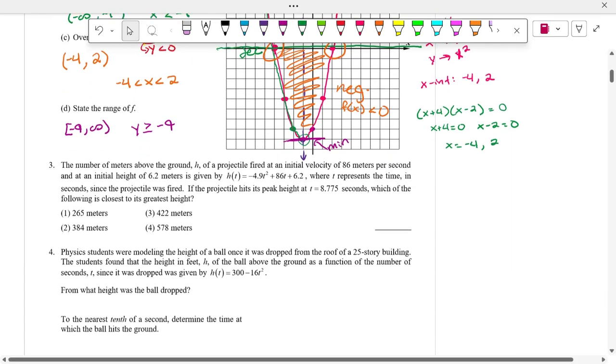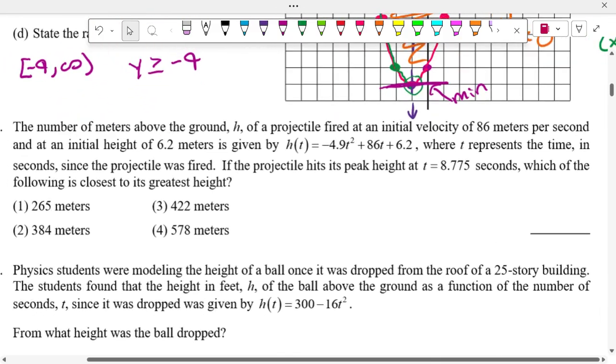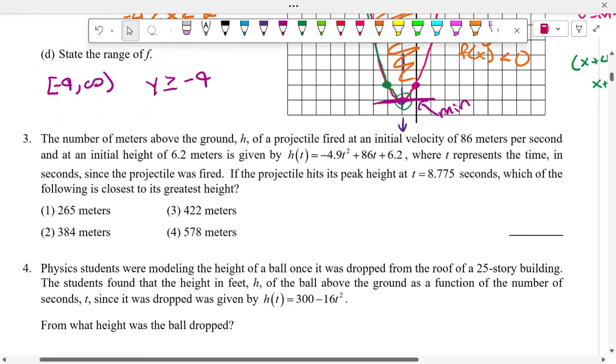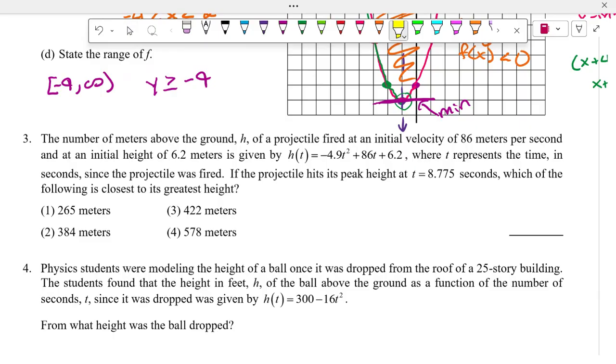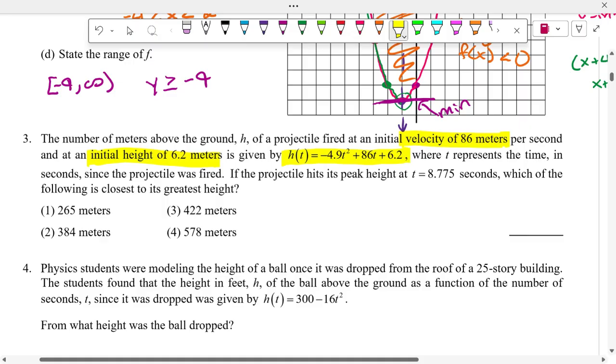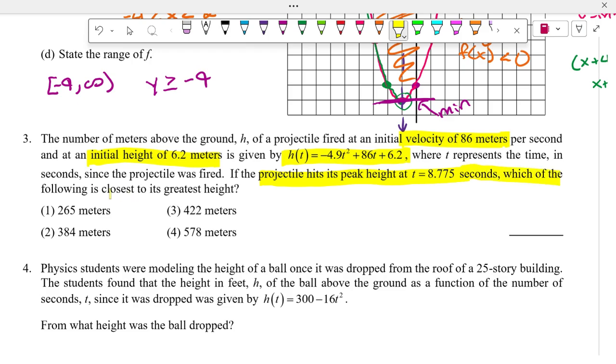All right. Next. These two you could have used Desmos for. You could do that too, but teach their own. So you have an initial velocity of 86 meters per second, an initial height of 6.2 meters, and this is the function that gives the height of that object since it's fired. So if it hits its peak height at t equals 8.775 seconds, what is the closest to its greatest height?